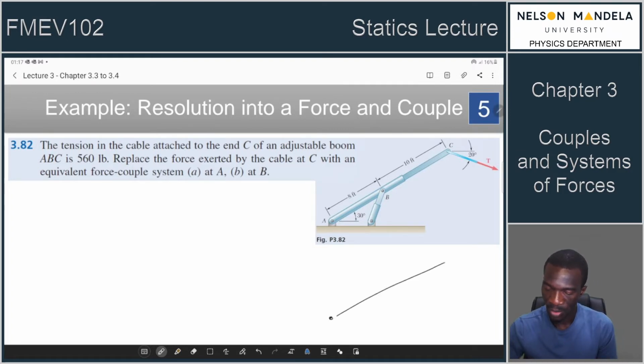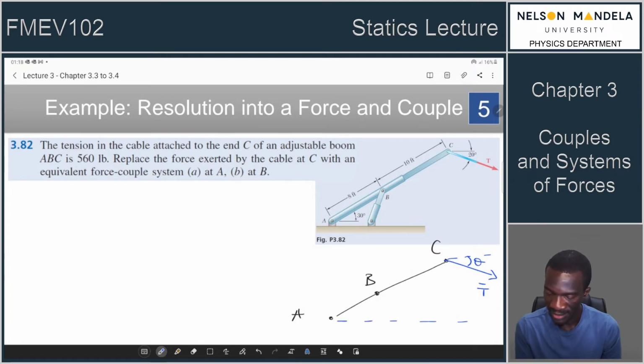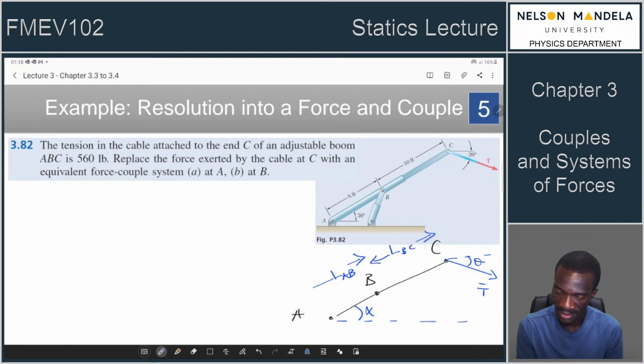So if we are to draw our free body diagram, we've got our point A, we've got our point B, somewhere there, we've got our point C. At point C, we have the force T acting at an angle 20 degrees. Let's call that theta. We also have another angle here, which is alpha, right? Now that we can see our forces, we are also supposed to write our dimensions here. So let's just call it LAB, and then we have another LBC. So they are oriented like that.